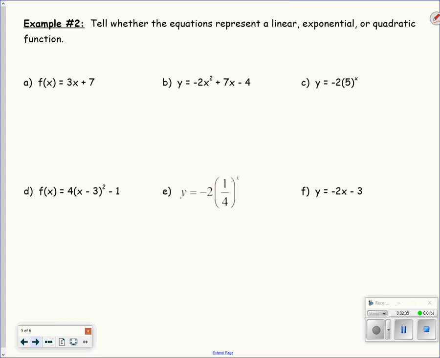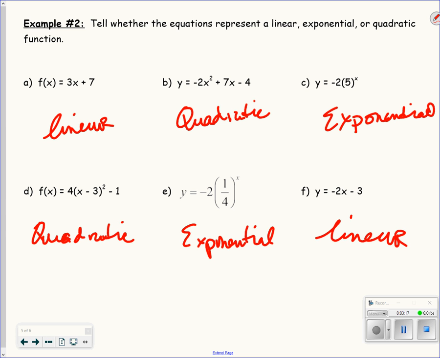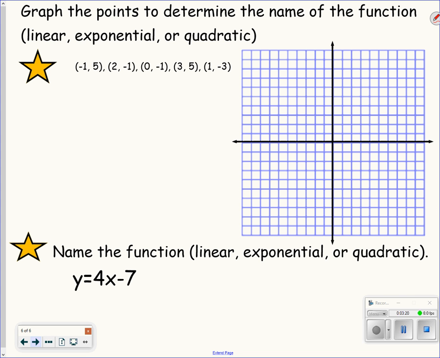Just by looking at the equation, you should also be able to tell whether or not it's linear, exponential, or quadratic. So 3 times x plus 7, y equals mx plus b, so we're talking about a linear function. Negative 2x squared plus 7x minus 4, this would be a quadratic, and it's actually a quadratic in standard form. Next one, we're raising it to the x power, so it's an exponential function. This is vertex form, so still a quadratic. Raising it to the x power still makes it exponential. And we're back to another linear, so y equals mx plus b. So this is a your try.